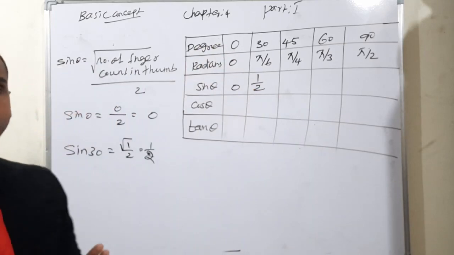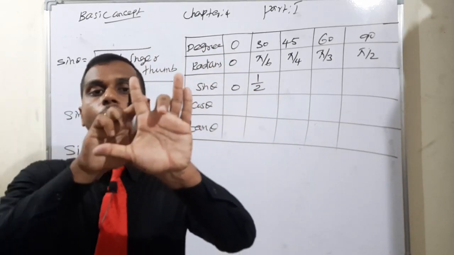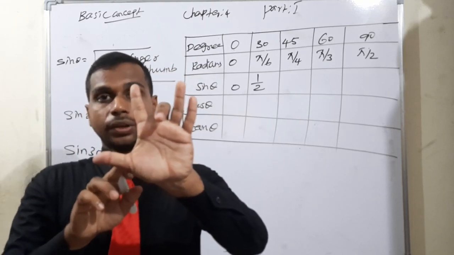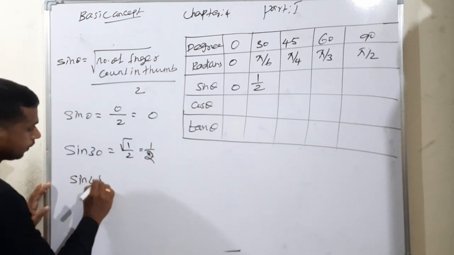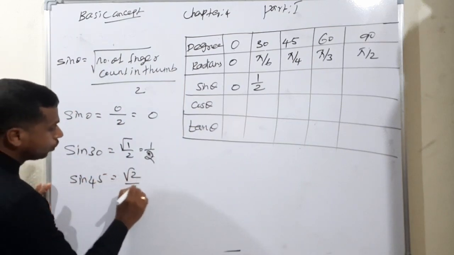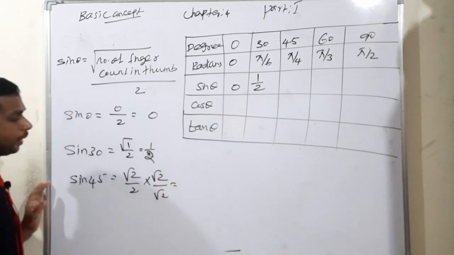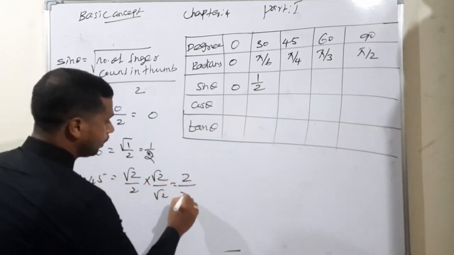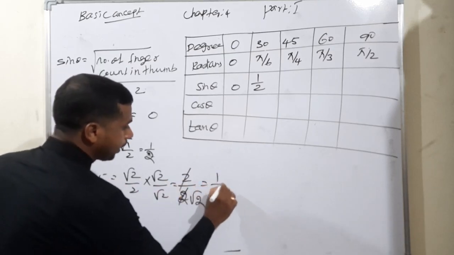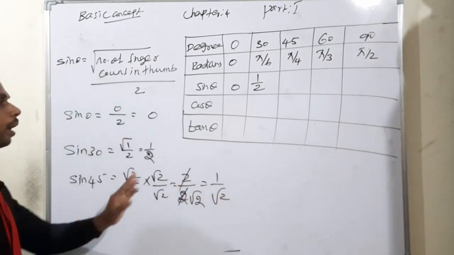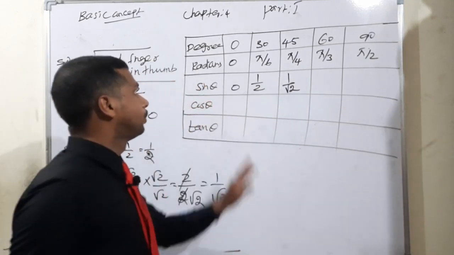I am moving to sin 45. You have to check the middle finger. On the middle finger, thumb side, how many remain? 2 fingers remain. Therefore sin 45 is equal to root 2 divided by 2. If you take the conjugate, root 2 divided by 2, multiply by root 2 over root 2, root 2 into root 2 means 2 will come. So 2 divided by 2 root 2, the 2 cancels. Therefore sin 45 value will be 1 by root 2.